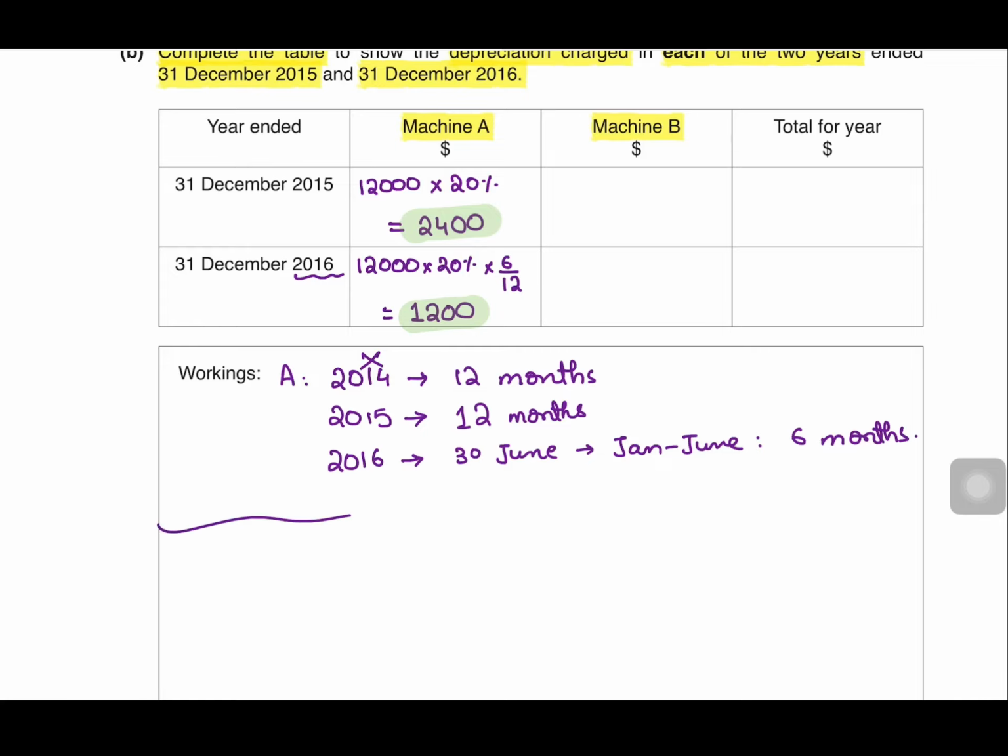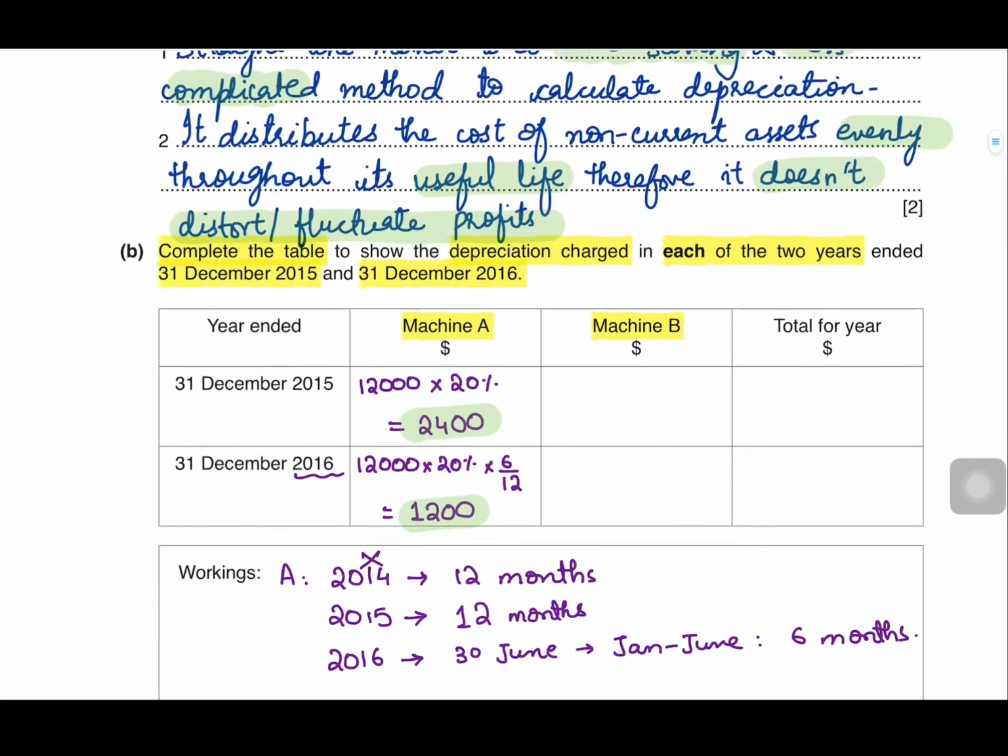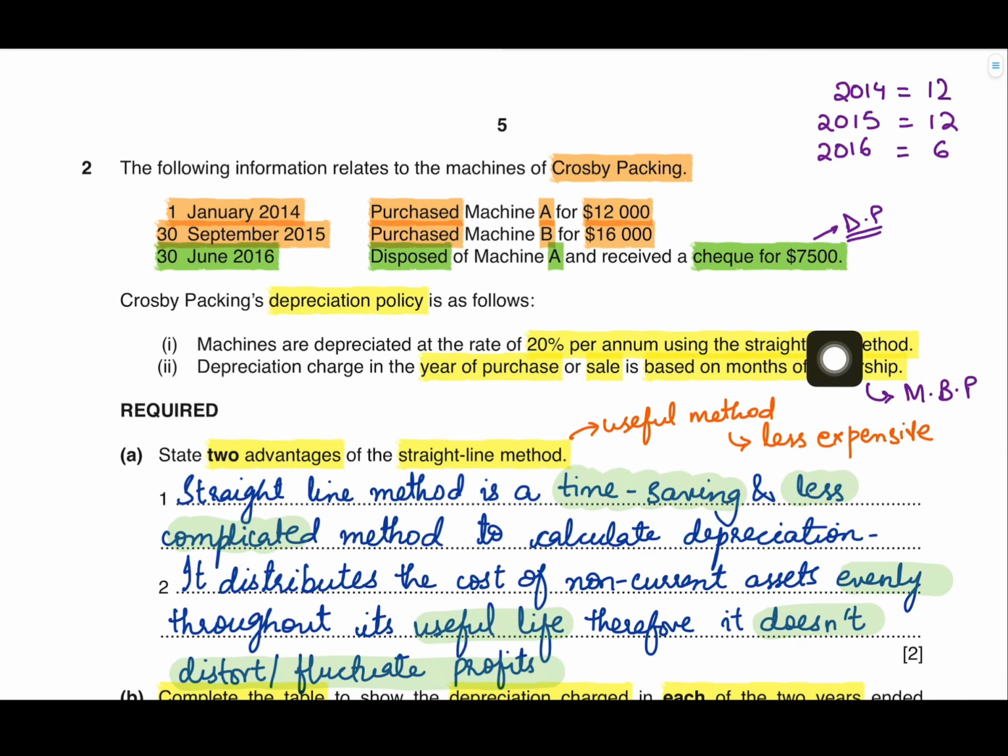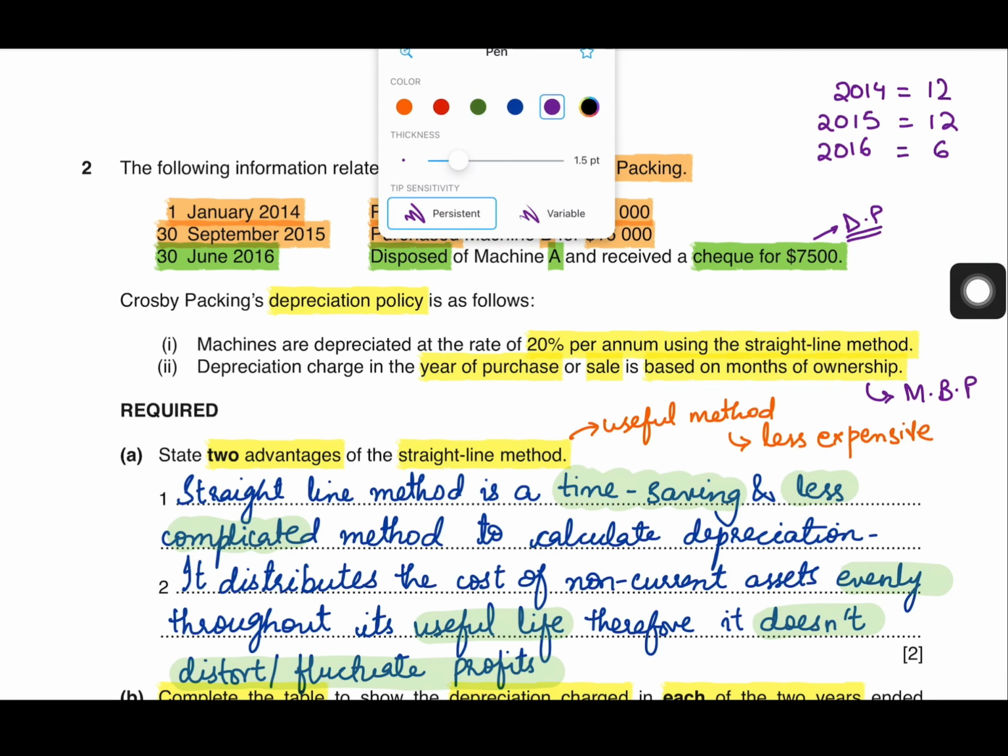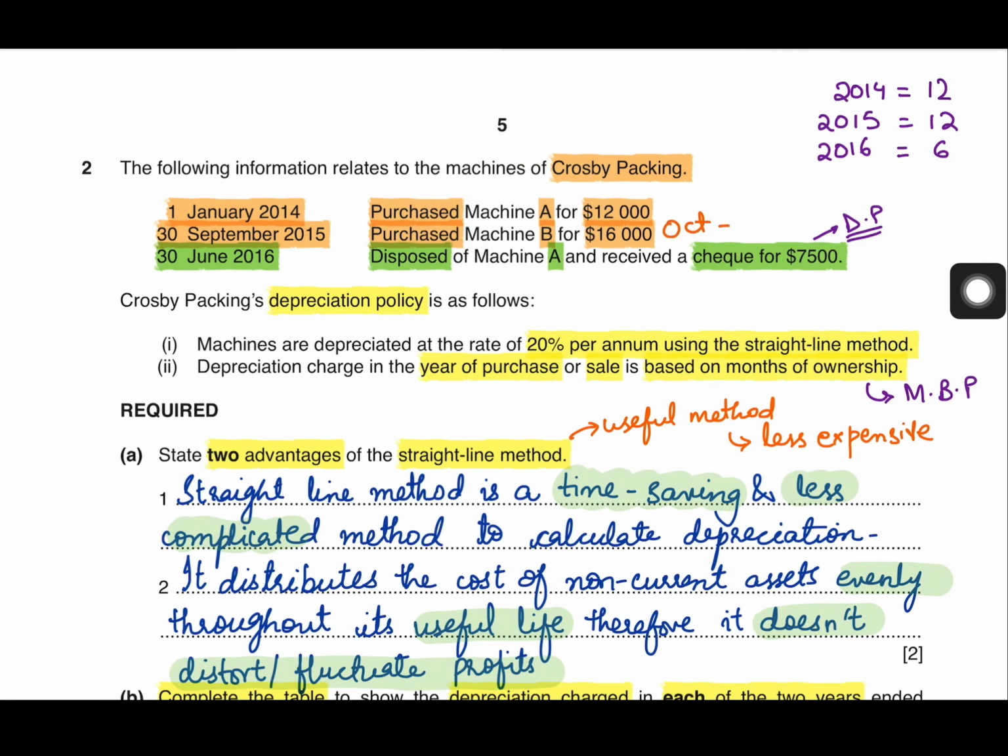Now let's move to machinery B. Now this machine is being bought in 2015, and on what date? 30th September. So it was not in the business from January till September, rather we'll start the calculation from October, right? So October till December, October, November, December, 3 months, and it was there in the business for full 12 months in 2016. So in 2016, 12 months of depreciation will be charged on machinery B.